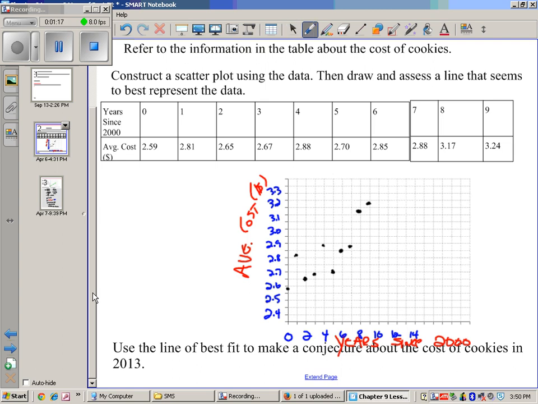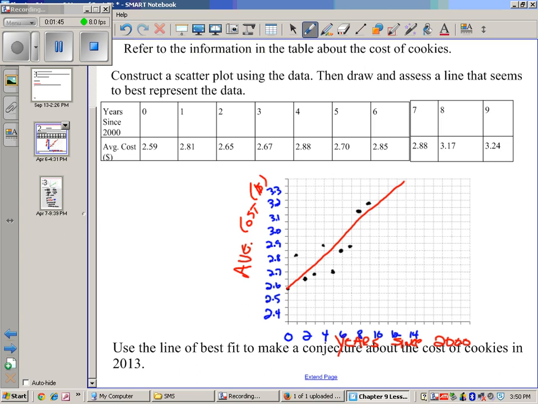So we want to draw a line that seems to best represent the data. What you want to do is sort of pick the mean or the average of all of them. I'm not going to go on top of everything, but sort of what's going to best fit there. And that seems as good as any right there. It sort of represents top and bottom. Once again, you're getting the best fit, or the mean or the average, of the line.